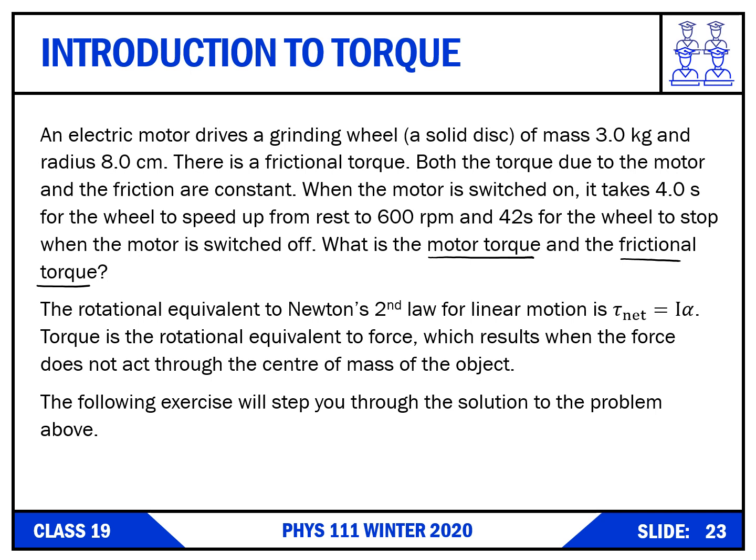Just a quick recap from before, the rotational equivalent to Newton's second law for linear motion is this. It's like F net equals ma, but we now have torque net is equal to moment of inertia times alpha. Torque is the rotational equivalent to force, which results when the force doesn't act through the center of mass of the object. The following worksheet is just going to step you through the solution to the problem above.